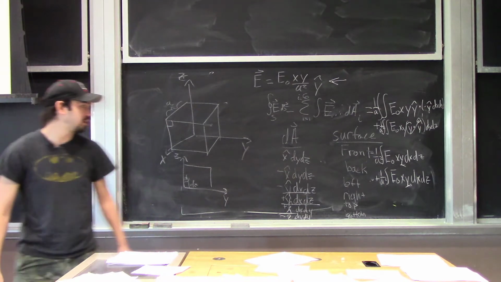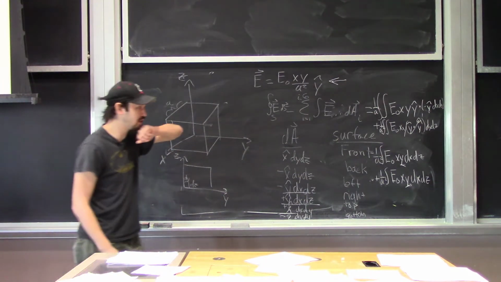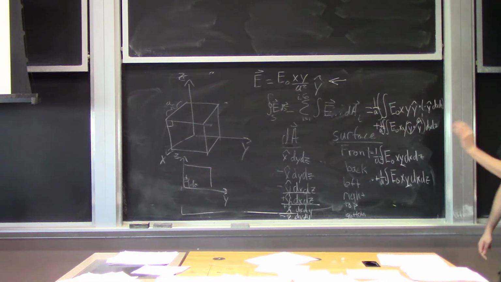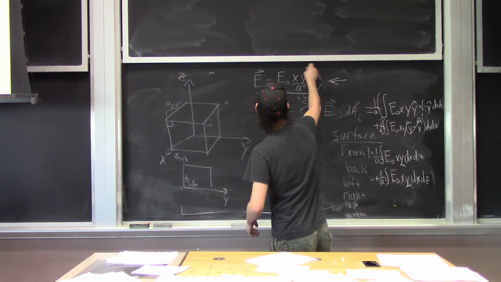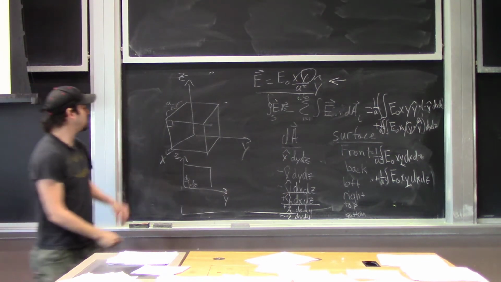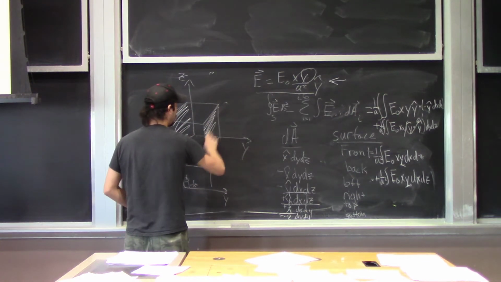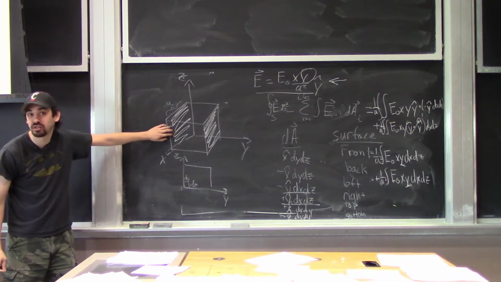Now, if it turned out that y was some function of x or z, we would just plug that in and evaluate the integral. But that's actually not the case here. So what we need to consider is we have this electric field, and it has different values for different y's. So when we're looking at these faces, we have this face over here and this face over here. What is the value of y for this face?